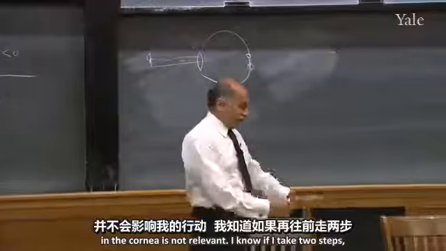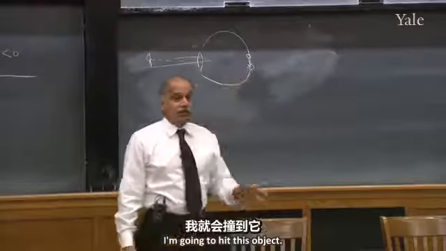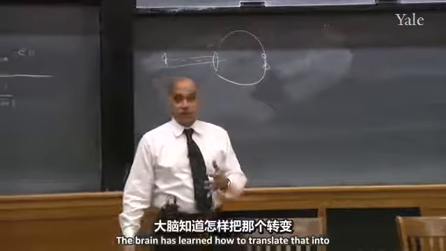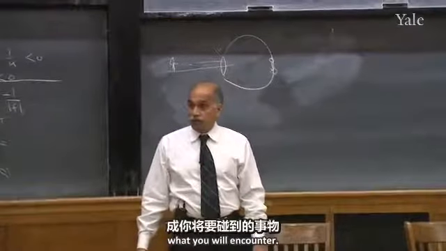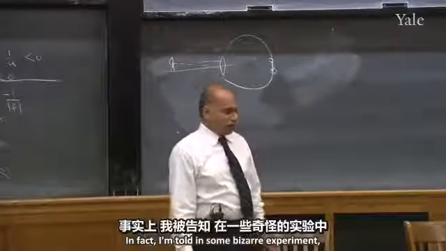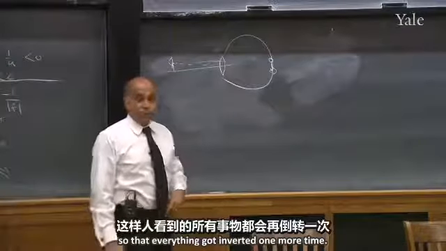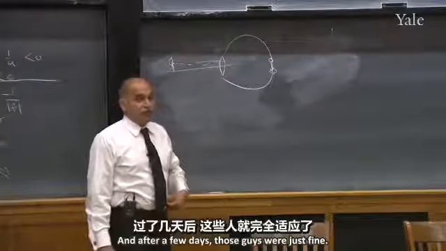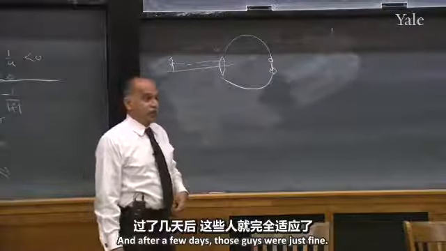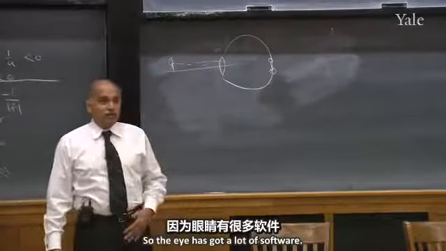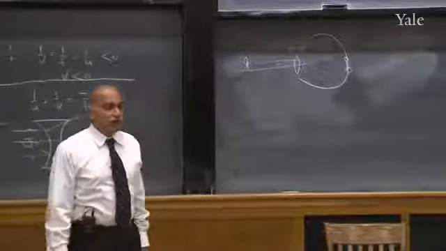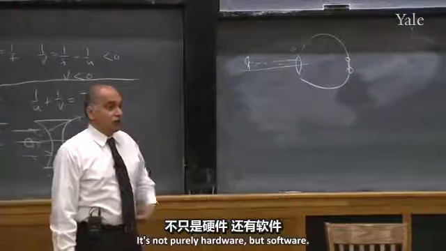I know if I take 2 steps, I'm going to hit this object. The brain has learned how to translate that into what you will encounter. In fact, I'm told in some bizarre experiment, they put glasses on people so that everything got inverted one more time. And after a few days, those guys were just fine. Okay? So the eye has got a lot of software. It's not purely hardware, but software.